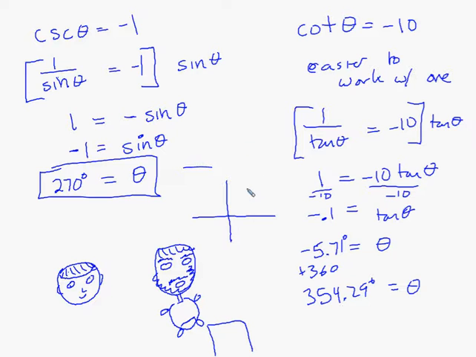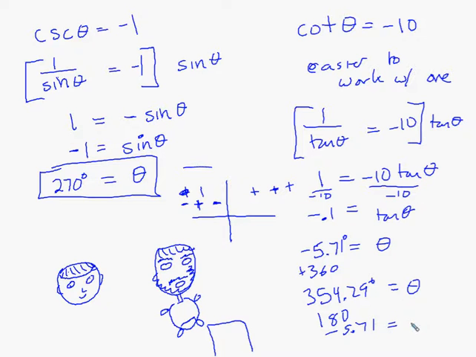Quadrant 2. Because cosine's positive in quadrant 1, sine's positive, tangent's positive. Cosine's negative in quadrant 2, sine is positive. That means tangent is negative in quadrant 2. So how are we going to get the quadrant 2 answer? Subtract that from 180. Yeah, that's what I'm doing. And what do we get?